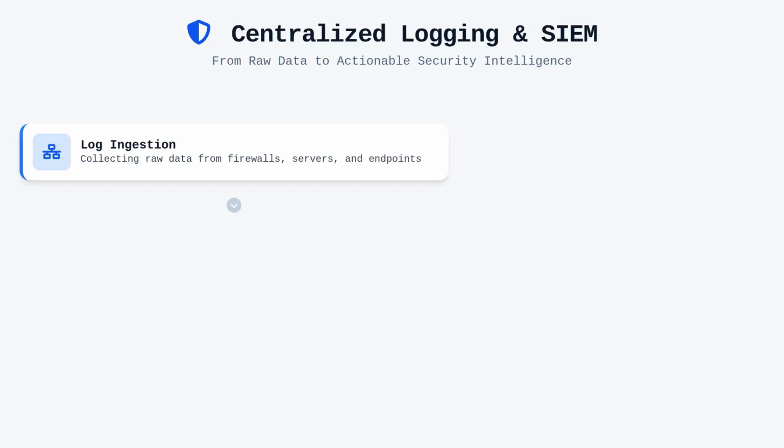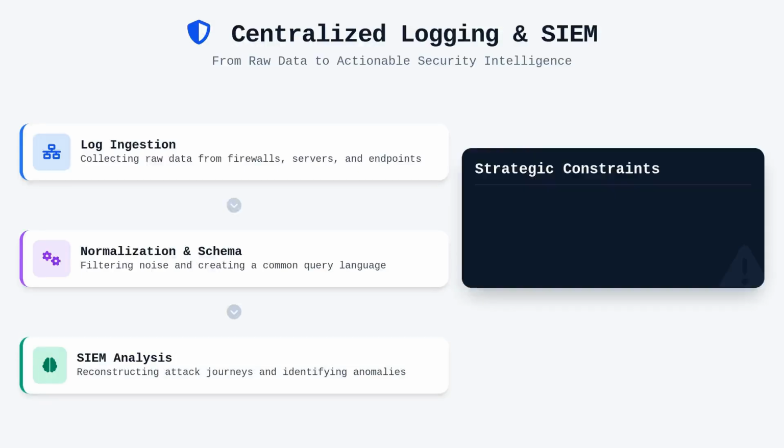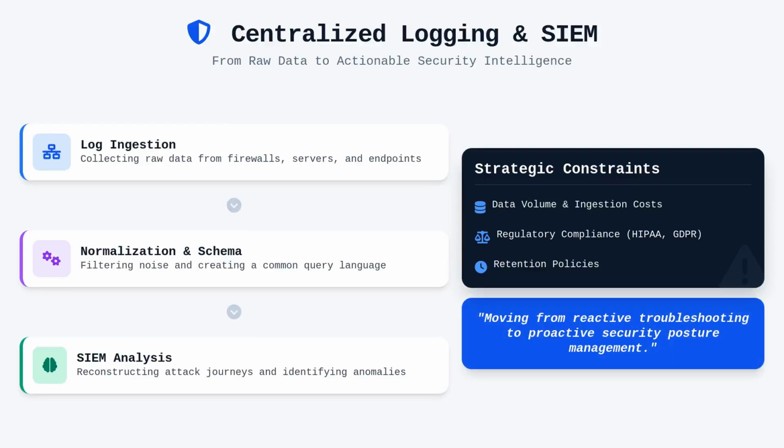You must understand that log ingestion is only the first step, as the true value emerges from data normalization and effective schema mapping. This allows analysts to query logs across different platforms using a common language to identify anomalies. Implementing these tools requires careful planning regarding data volume, ingestion costs, and the specific retention policies mandated by regulatory frameworks like HIPAA or GDPR. Effectively, you are building an observability framework that bridges the gap between raw hardware events and actionable security intelligence.